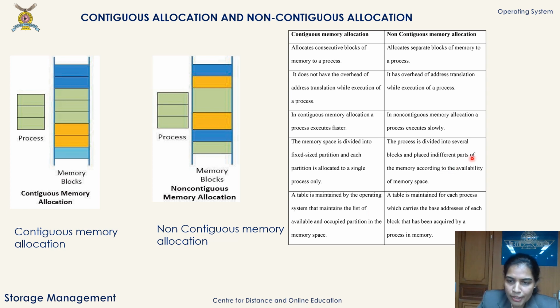In case of non-contiguous, a table is maintained for each process which carries the base address of each block that has been acquired by the process, and that will be used during execution of the process. So more headache and overhead is required in non-contiguous memory allocation, but that will reduce the internal and external fragmentation. The remaining part of this unit will be discussed in the next video.